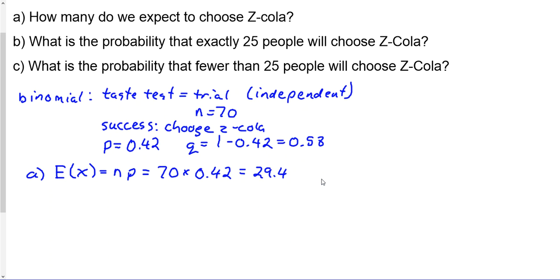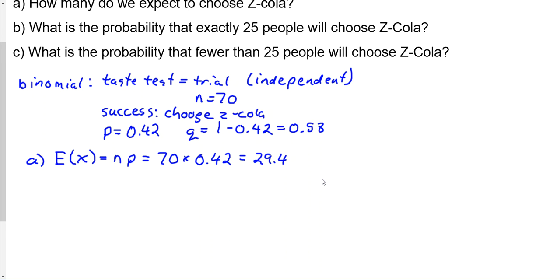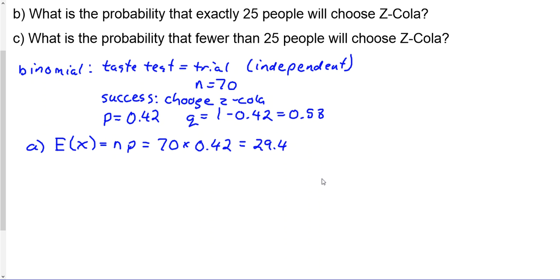Now, what if you do this experiment and you have exactly 25 people choosing Z-Cola? That's what part B is asking us. What is the probability that exactly 25 people are going to choose Z-Cola? Well, here they're asking for the probability of a single value. This is the kind of question where you want to just use the binomial distribution that you are so comfortable with, having practiced it all in that past unit.